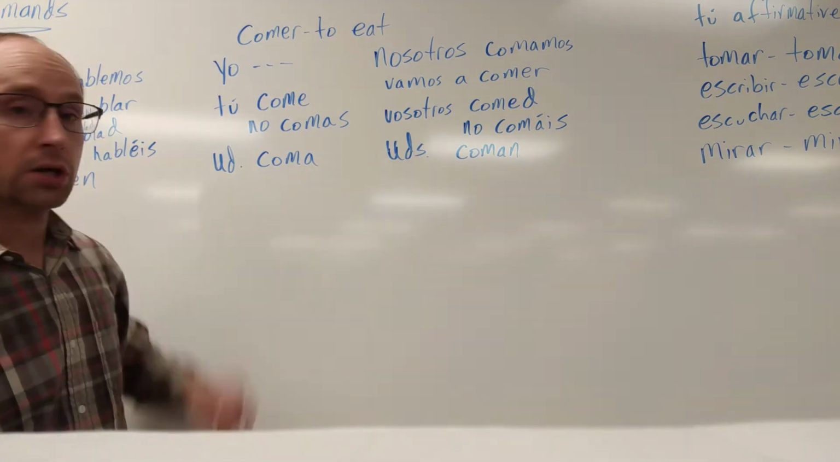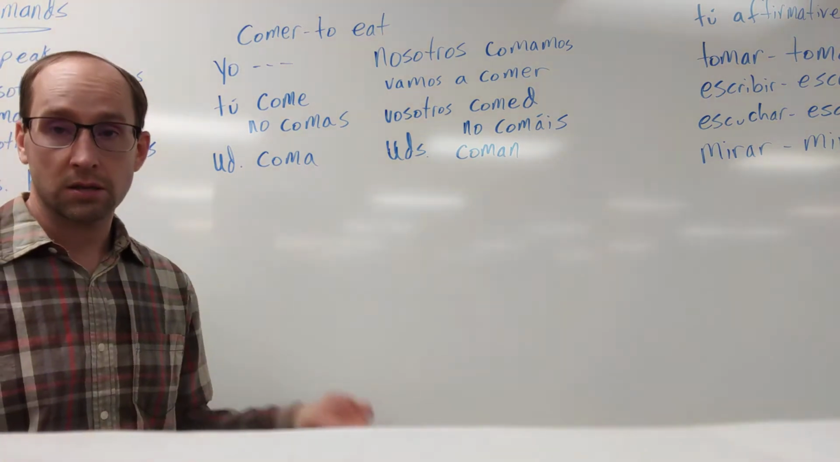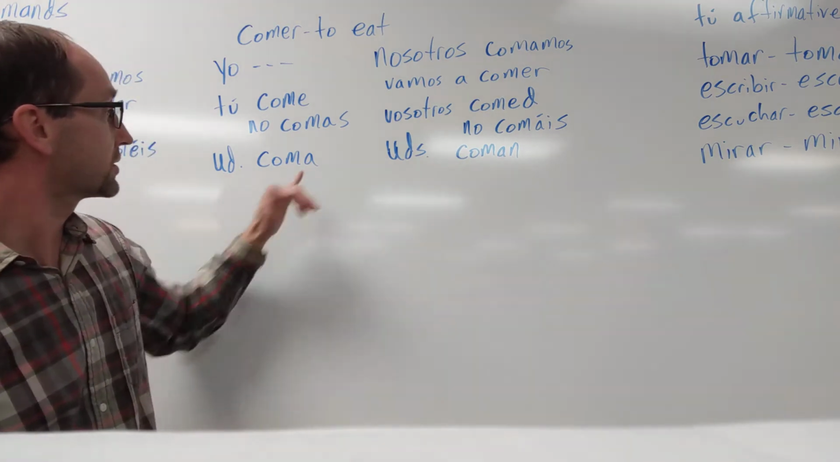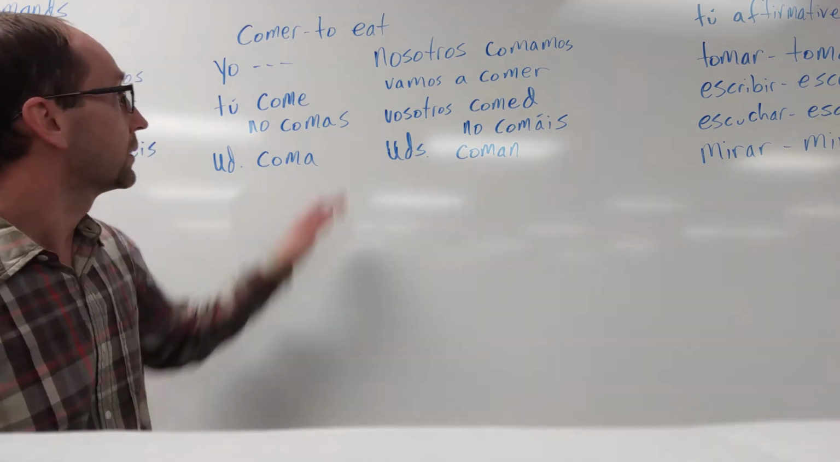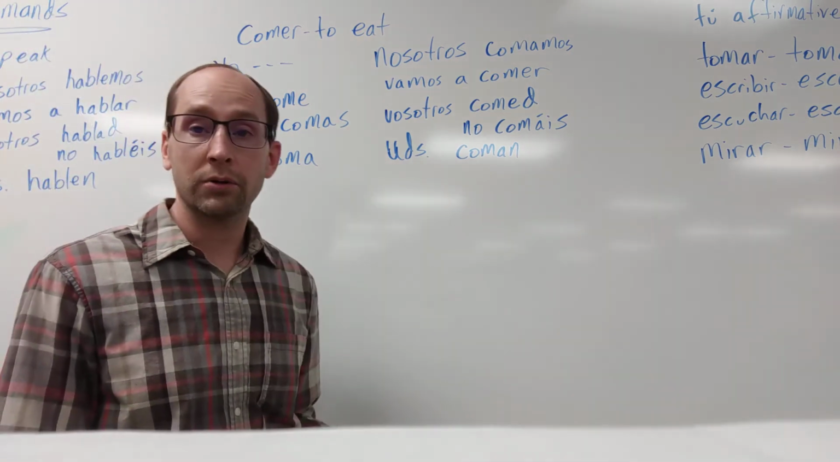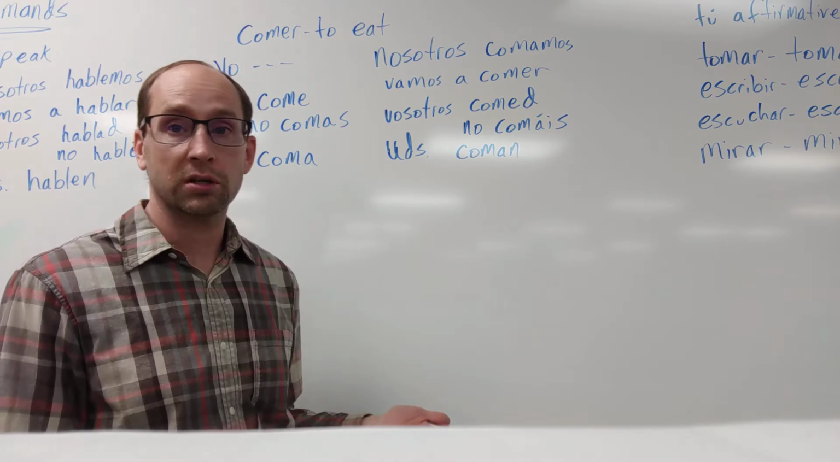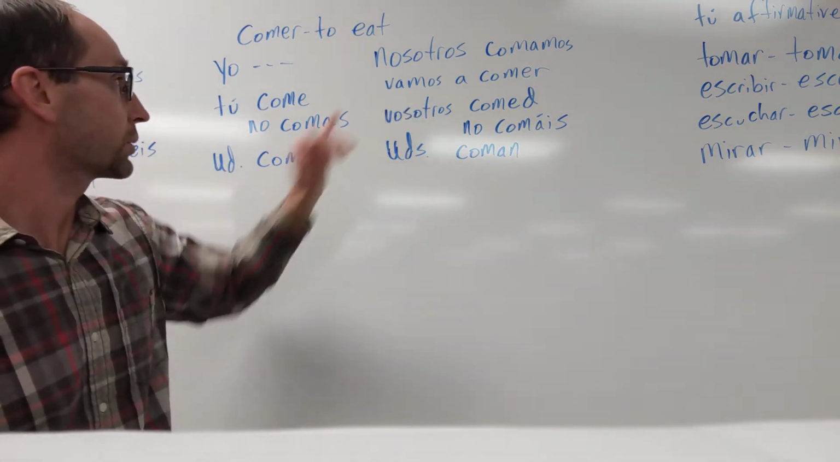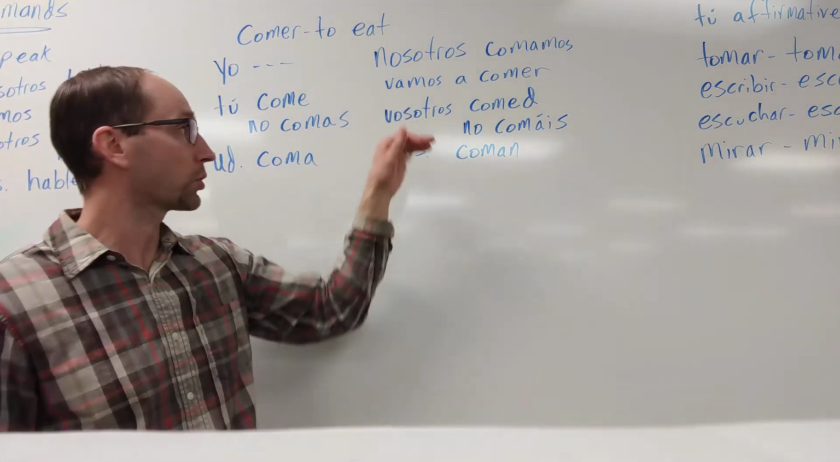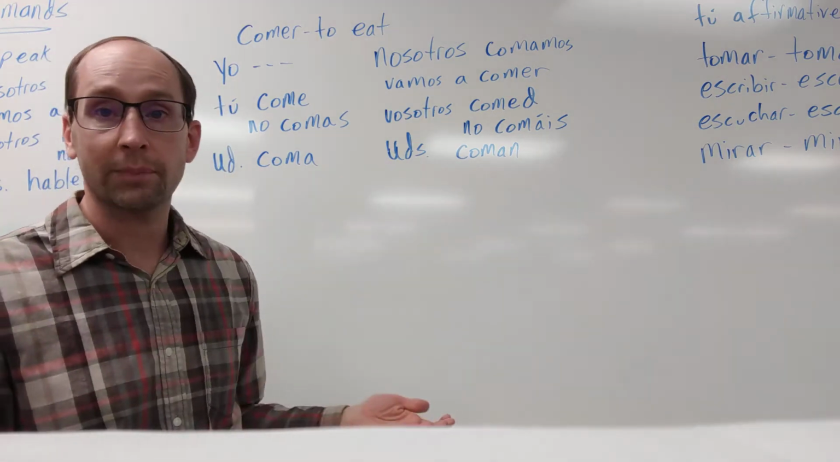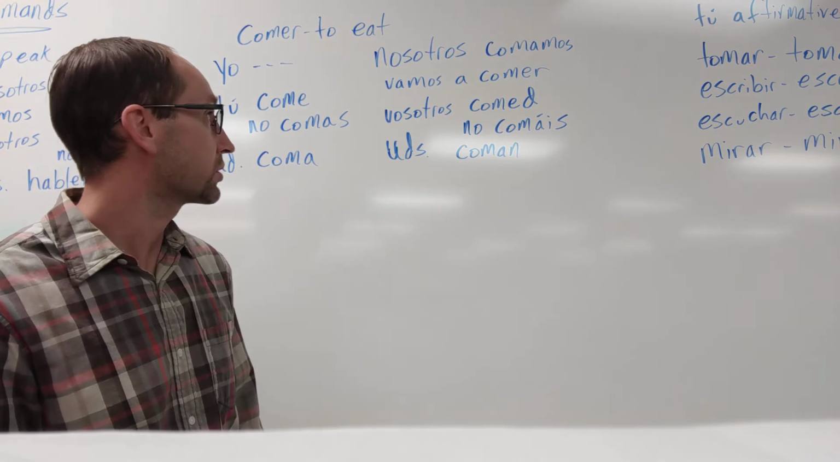And then usted coma, I'm being polite, saying you eat, or don't eat, no coma. Again, notice it's got the opposite A ending. Okay, then we can say nosotros comamos, we should eat, ending in AMOS, so the opposite ending or the subjunctive ending. And then typically we're going to say vamos a comer. That's the more normal construction to use with nosotros. Vamos a comer, ir plus a plus infinitive. We should eat, let's go eat.